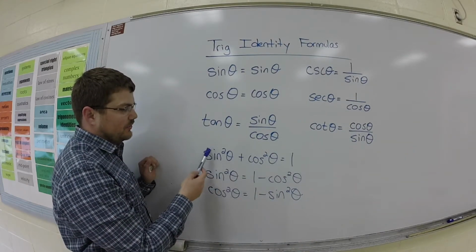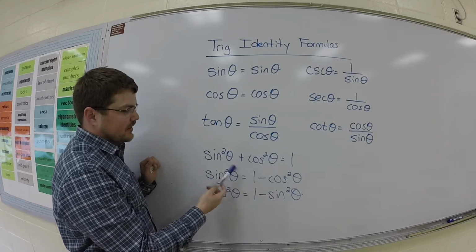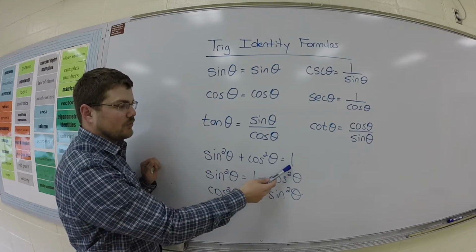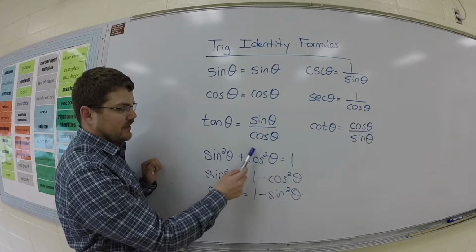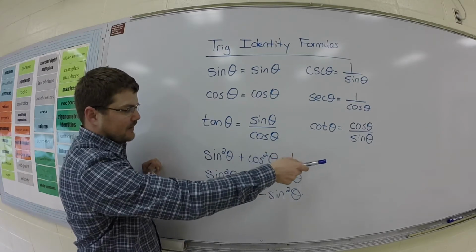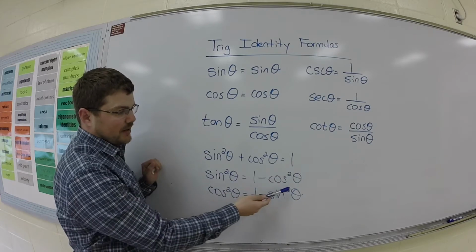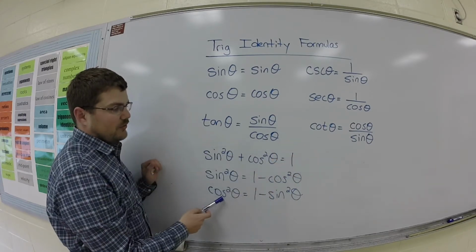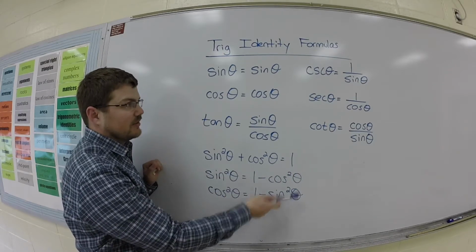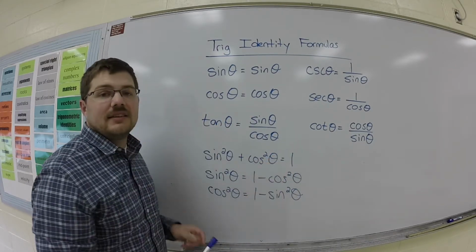And you also need this Pythagorean identity. Sine squared plus cosine squared equals 1. And these two right here are just this one rearranged. If I chunk cosine squared over there, you'll have sine squared equals 1 minus cosine squared. Or if you chunk sine squared to the other side, you'll have cosine squared equals 1 minus sine squared. So you need these for your trig identity problems.